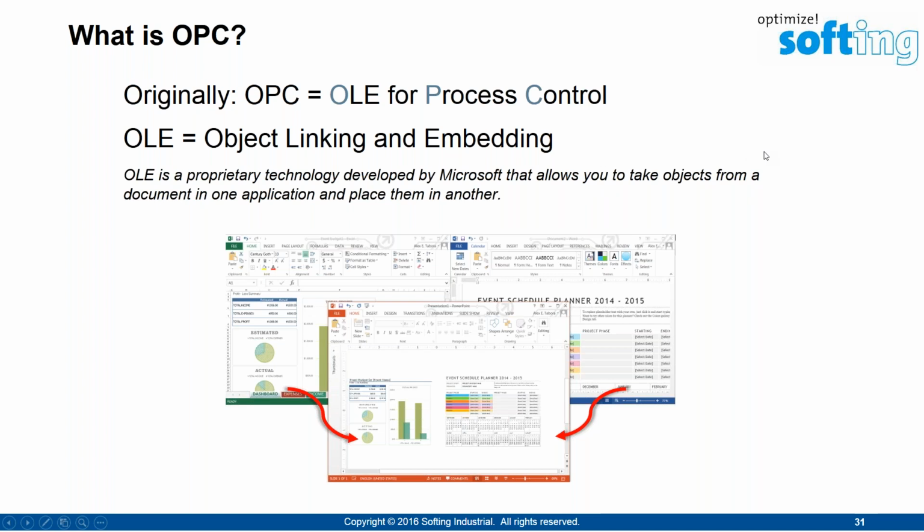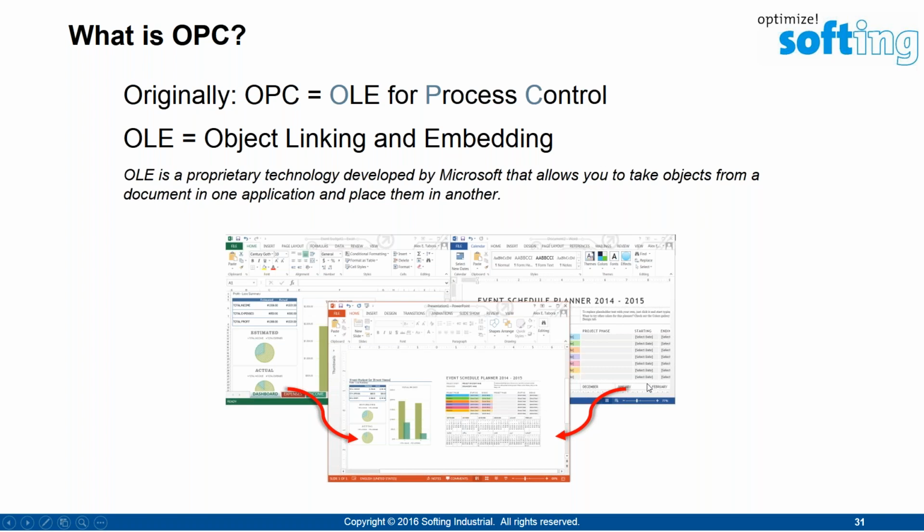So let me start with defining OPC for those who are not familiar with it. OPC stands for OLE for process control, and OLE stands for object linking and embedding. And OLE is a proprietary technology developed by Microsoft that allows you to take objects from a document in one application and place them in another.